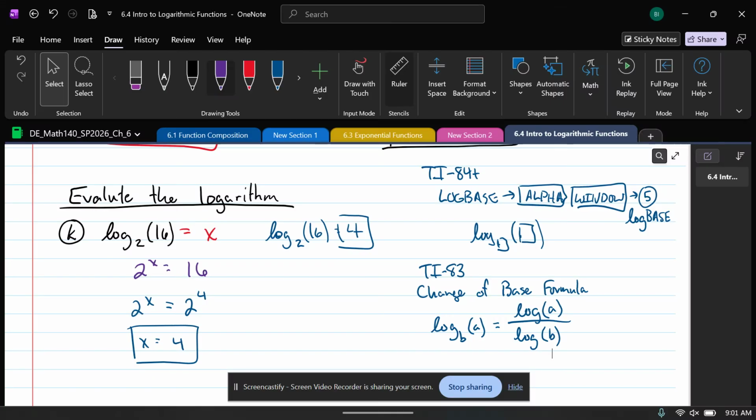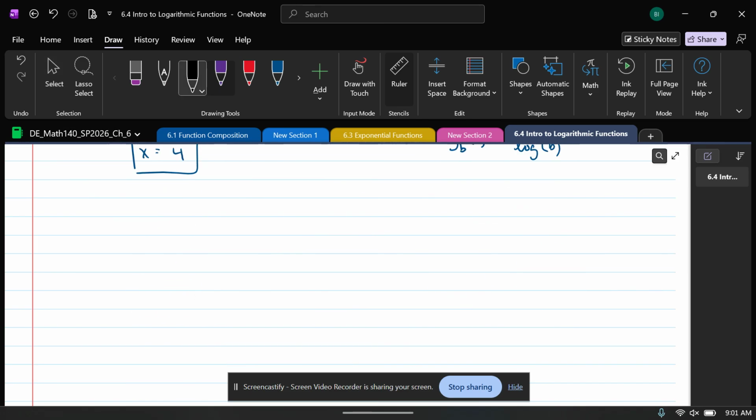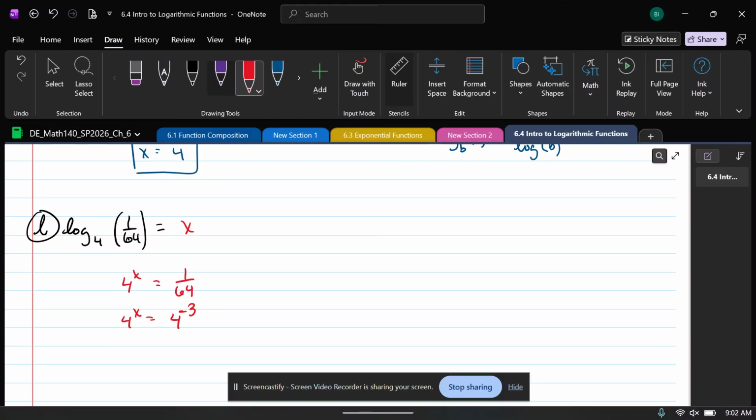Okay, so let's do this one. Log base 4 of 1 over 64. This would be example L. If I want to do it without the calculator, I'm going to rewrite it as 4 to the x equals 1 over 64. And I happen to know that 64 is 4 cubed. So that's actually 4 to the negative 3. So I know my answer is just going to be negative 3.